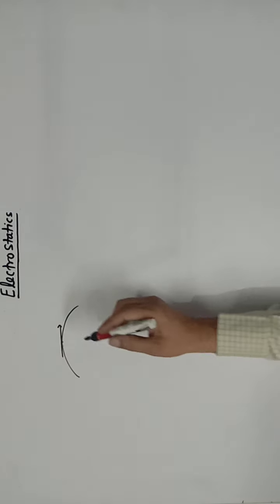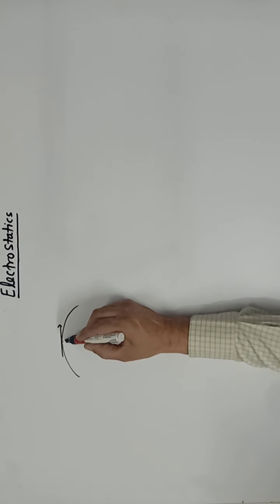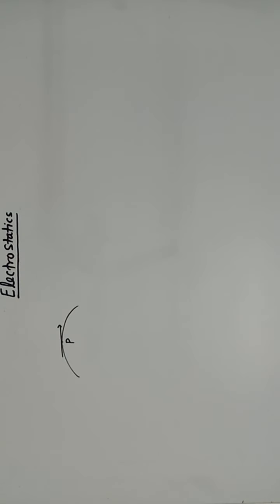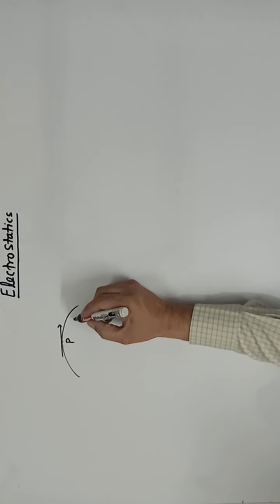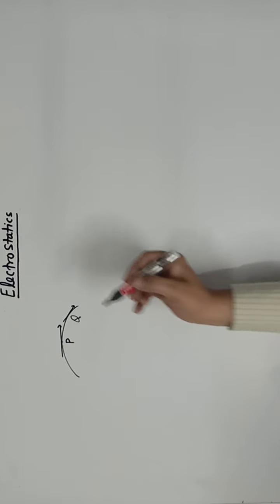So this is the path, straight or curved, and the tangent to it at any given point gives the direction of the electric field. If we are going to find the direction of the field at the point P, what do we do? We draw a tangent at the point P. At the point Q, we are going to find the direction of the field. We draw a tangent at this point. It is the direction of the field. So by drawing the tangent at any point, we can find the direction of the electric field at that point.